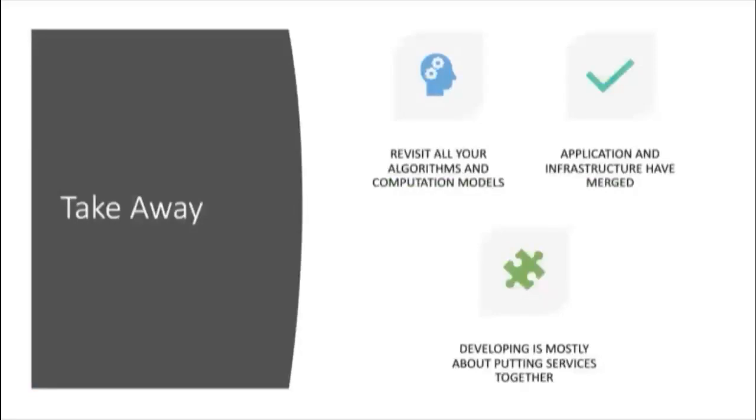So the takeaway is that the infrastructure is changing rapidly to meet the demands of the application, which basically means that if you have an application, you have to ask whether you are taking advantage of that infrastructure or not, or what else you require from it. So you literally have to revisit all the algorithms and computing models that you have to see if they are taking advantage.